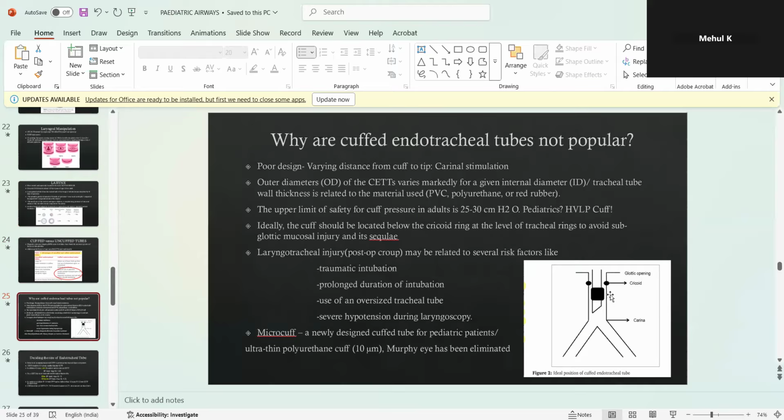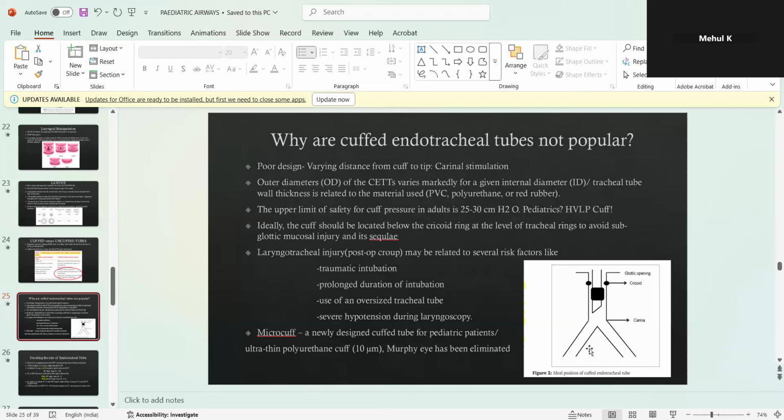While making sure that the cuff of the tube is beneath the cricoid, you usually end up stimulating the carina, hitting the carina, because the tip to cuff length is very variable in various tubes. You might even end up performing an endobronchial intubation. Your tube can be too deep in the trachea.